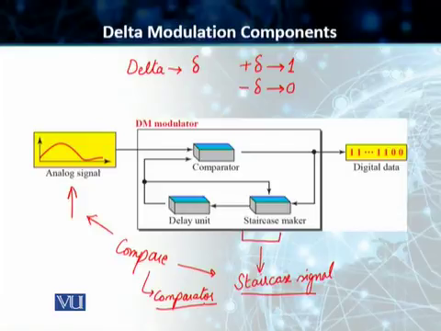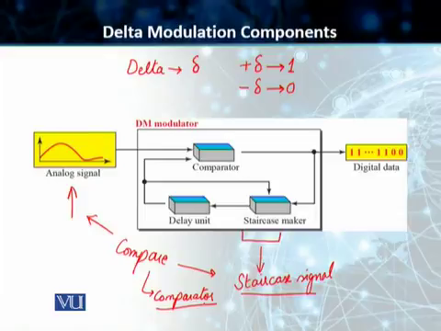हम लोगों ने DM के concept को go through करते हुए भी ये देखा था कि it compares the value of the analog signal with the previous value of the staircase signal. Once again, if the amplitude of the analog signal is larger, it increases. The next bit is 1. Otherwise, it is 0. The same concept of delta.